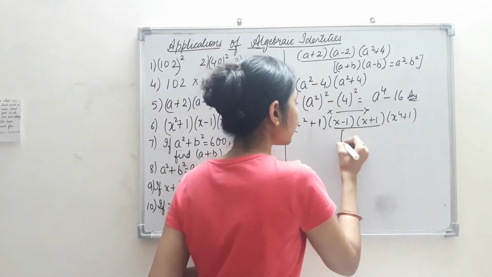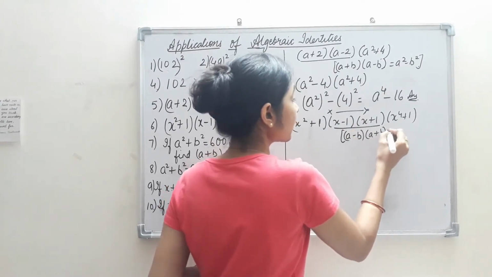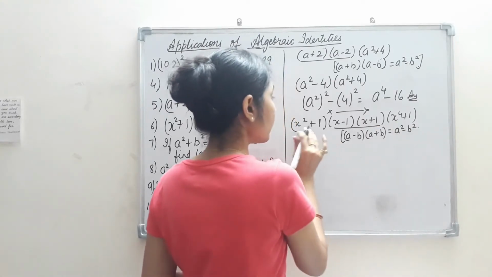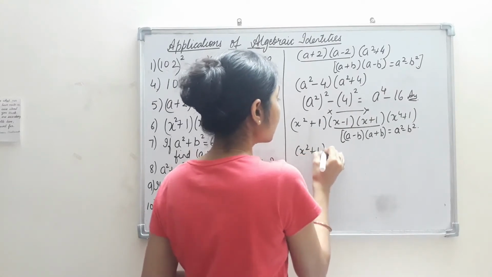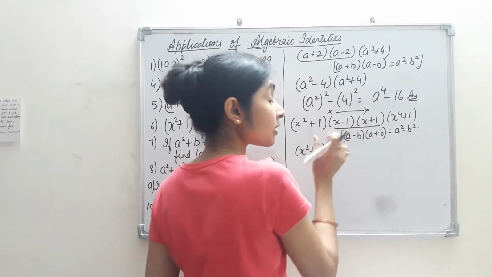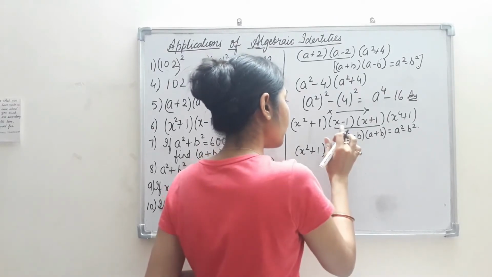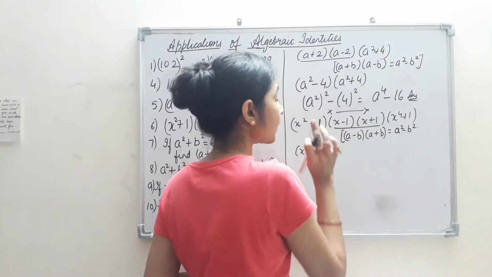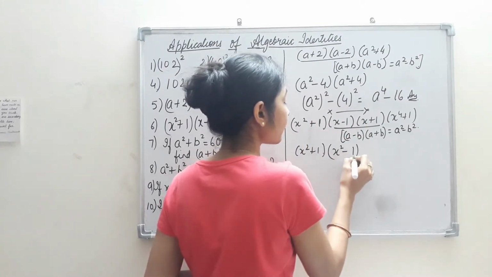So just writing the identity here, a minus b into a plus b gives us a square minus b square. So these two terms we leave as it is, x square plus 1. We first multiply these two. Always underline it so that you come to know in the next step which two terms you have simplified. So here what do we get? In place of a we are having x and in place of b we are having 1. So we get x square minus square of 1, which is 1 itself.